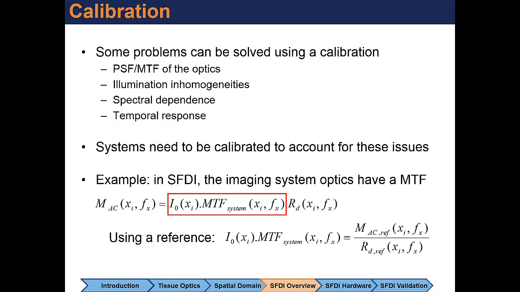Diffuse reflectance of the reference would be a calibration phantom of known optical properties. We have many of those in various forms, but often they are silicone based phantoms with absorbers and scatterers that are designed to mimic the optical properties of tissue. And if you know those properties well, you can put those into your model, calculate a diffuse reflectance, and come up with this ratio.